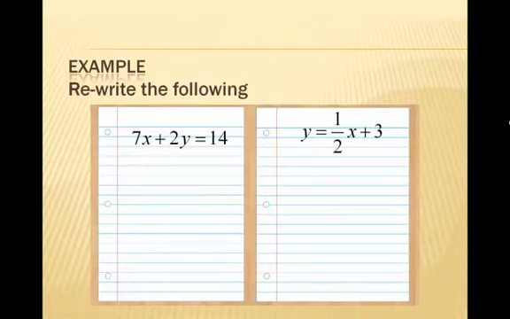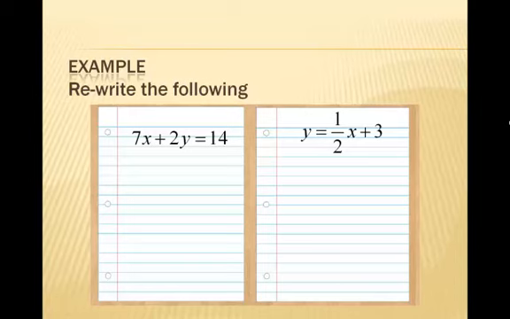Let's take a couple of examples to see how this works out in practice. On the left, I have a line written in standard form, and I'm going to change it into slope-intercept form. With the example on the right, this is in slope-intercept form, and we'll see how it gets changed into standard form. All right, so let's begin.